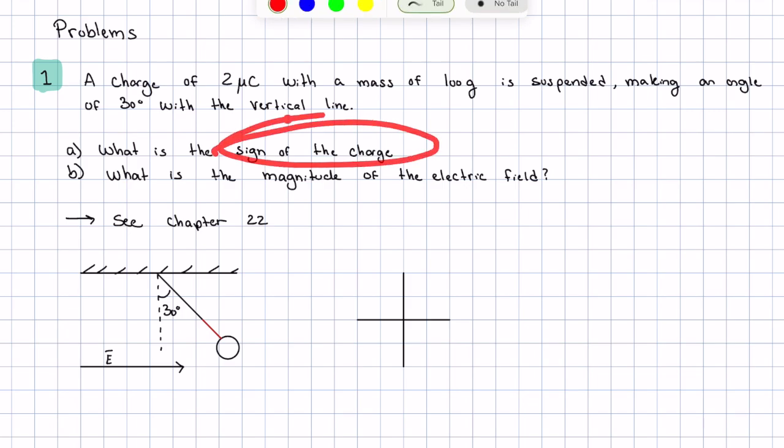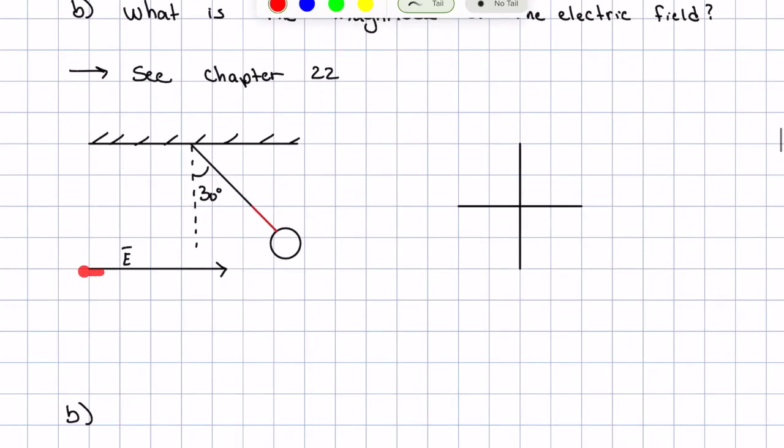The sign of the charge comes from the fact that the electric field is pointing to the right and my mass is also going to the right. I know that it's positive charges that move in the direction of the electric field, so that means that this charge has to be positive. So that's it for A.